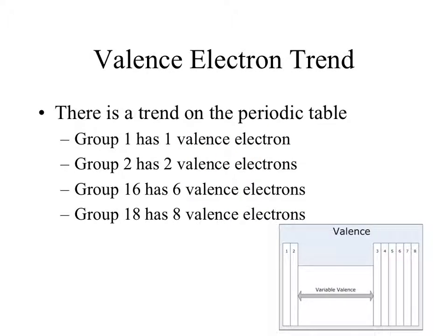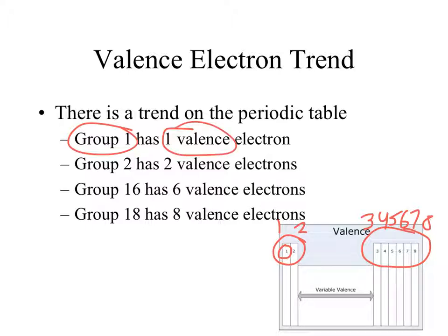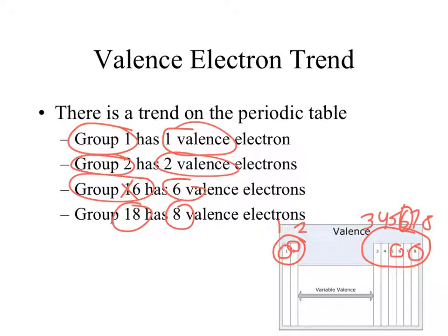There's a simple trend for valence electrons. If you look on the periodic table, the tall columns form a very simple trend of 1, 2, 3, 4, 5, 6, 7, 8 valence electrons. Group 1 has 1 valence electron, 1 outermost electron. Group 2 has 2 valence electrons. If you jump to group 16, it has 6 valence electrons. Just drop the teen, it's 6. Group 18, the last group, has 8 valence electrons.